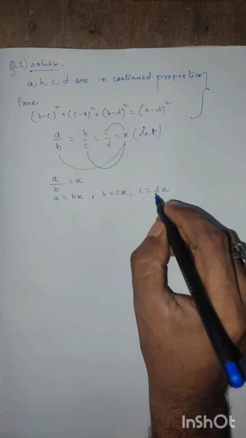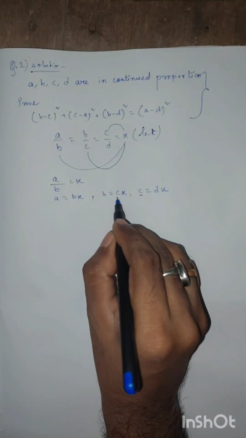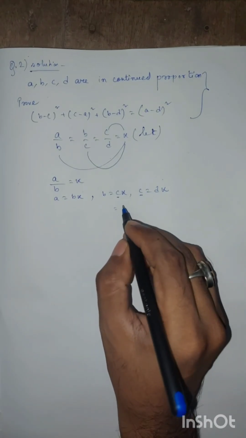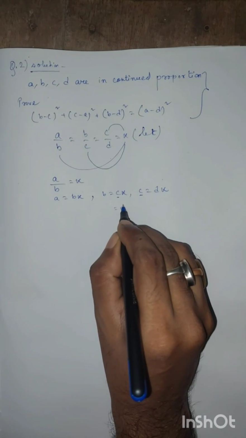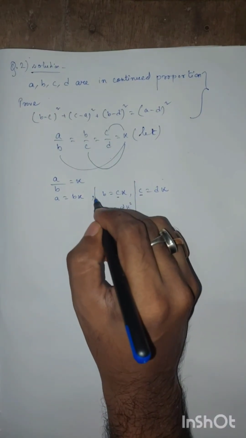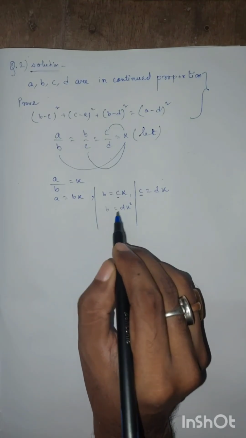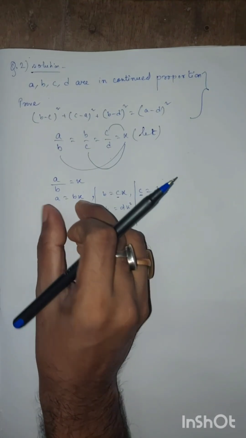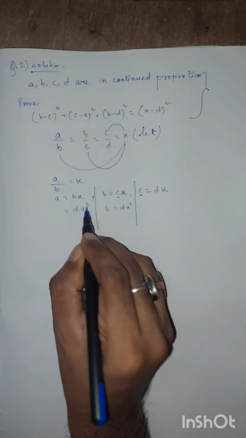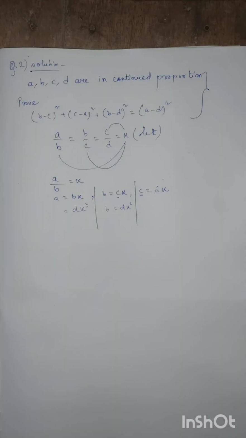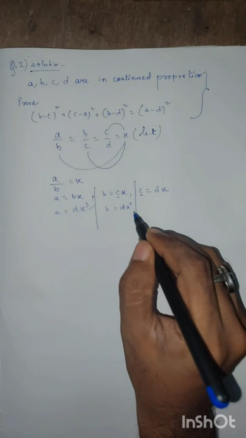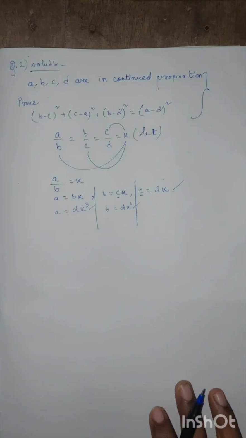Now if we put the value of C in equation 2, we get dk square. And now if we put the value of B in equation A, we get dk cube. Okay, so A is dk cube, B is dk square, and C is dk.